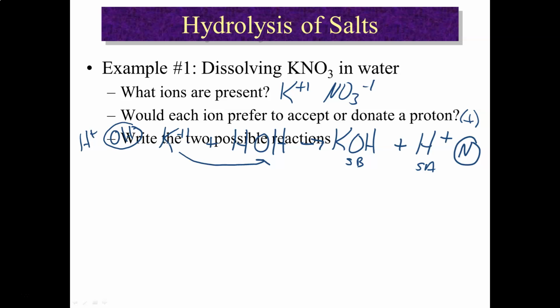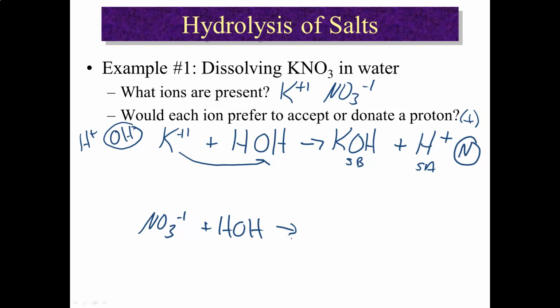I screwed up my slide here. Sorry about that. So it says write the two possible reactions. We're going to do that. We already did one of them. Let's write the other one. I'll write it a little bit lower next time. The other ion is nitrate, NO3-1. All right, let's do hydrolysis.